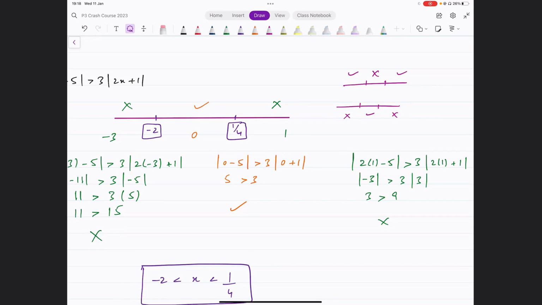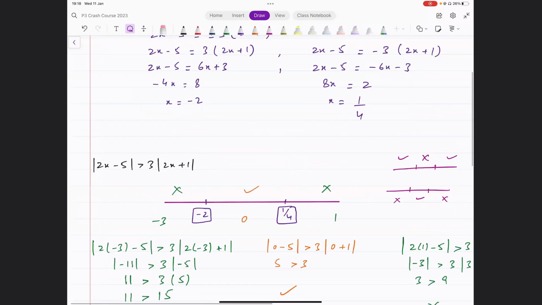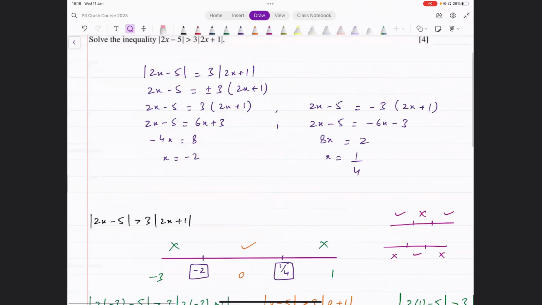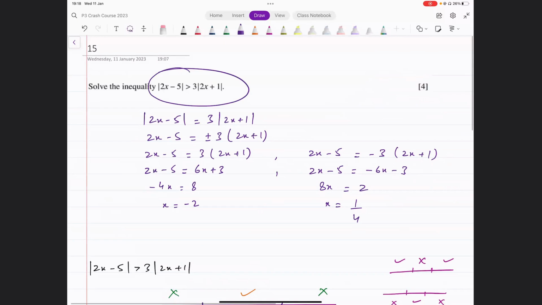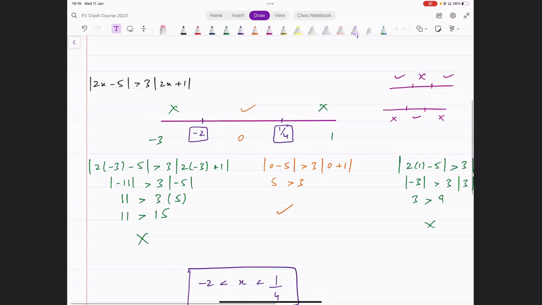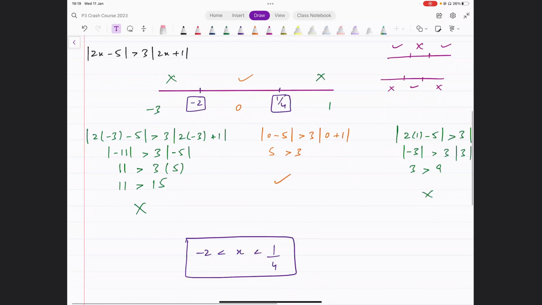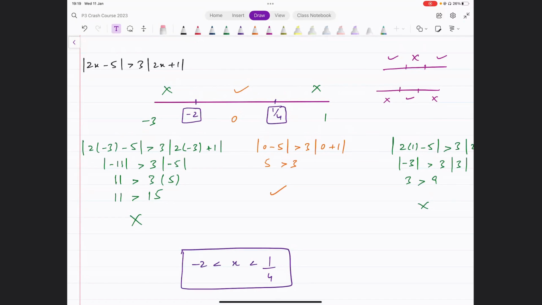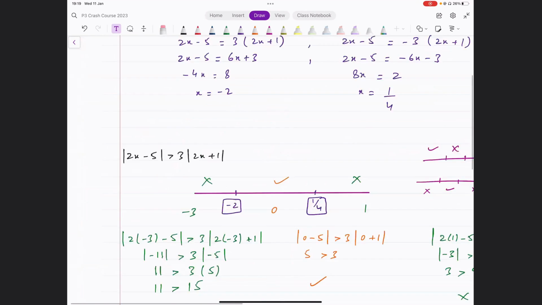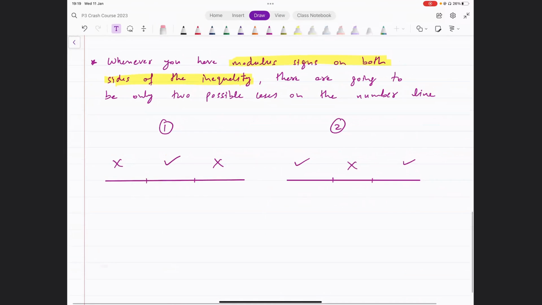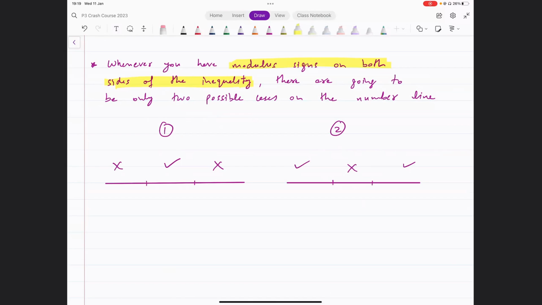लेकिन ये कब होगा सर? सिर्फ उस केस में जब आपके पास दोनों साइड्स पे मॉडुलस साइन है. And this is actually going to be the more common case as well. When you look at past papers, ज़्यादातर questions में ऐसे ही होता है कि दोनों sides पे मॉडुलस साइन आ रहा होता है. Okay, तो उस केस में आप अपनी वर्किंग थोड़ी सी छोटी कर सकते हैं. एक रीजन चेक करेंगे आपको पता चल जाएगा कौन सा केस आ रहा है. ठीक है. But the condition is, don't forget that condition. When you have modulus signs on both sides of the inequality, this is the condition.